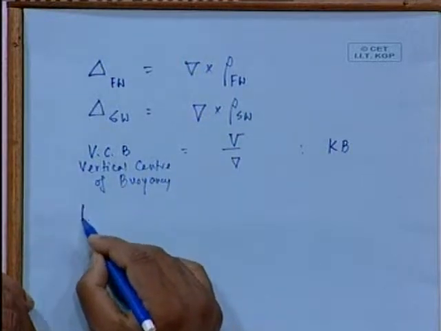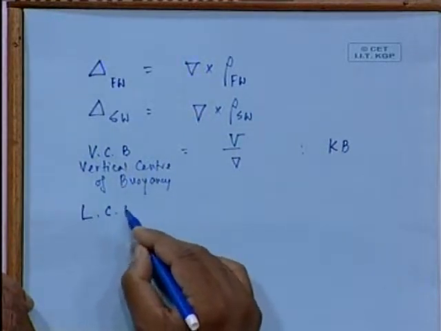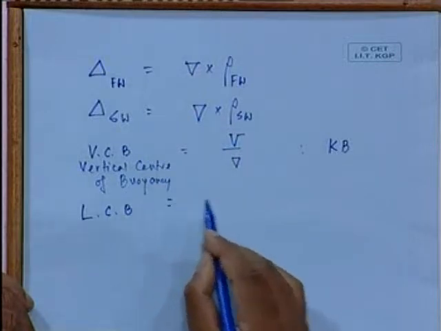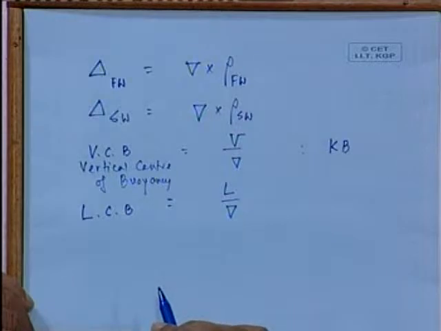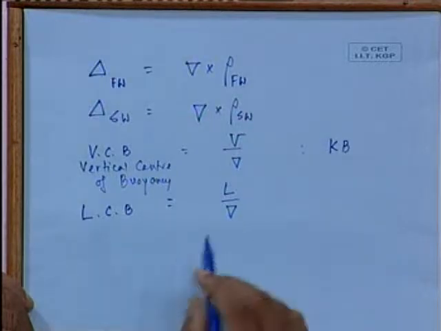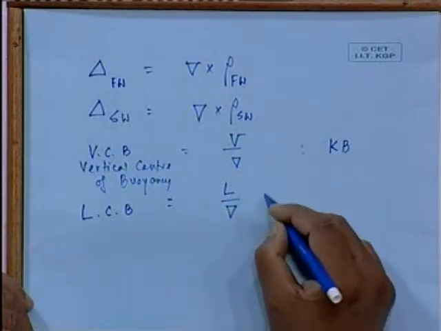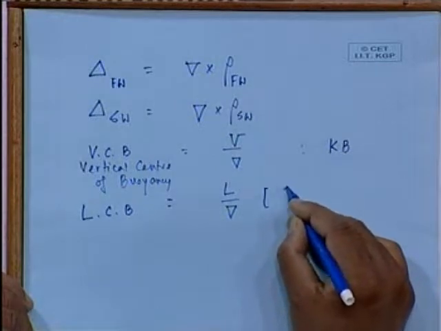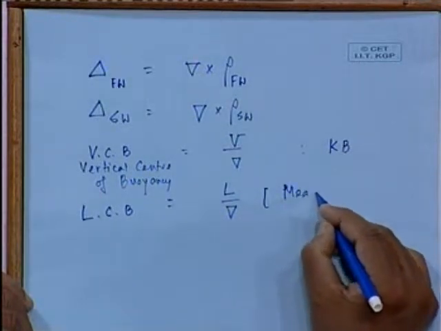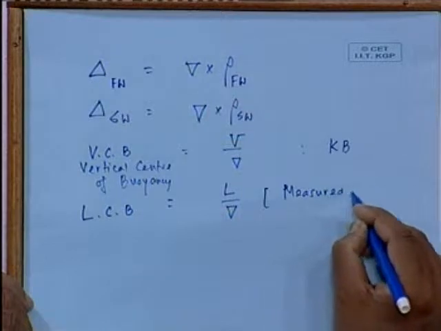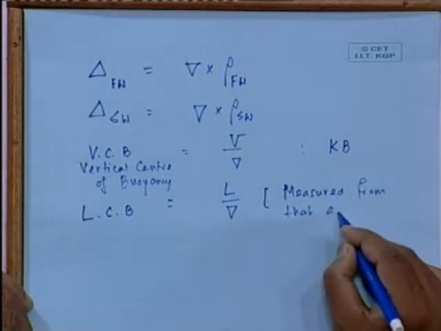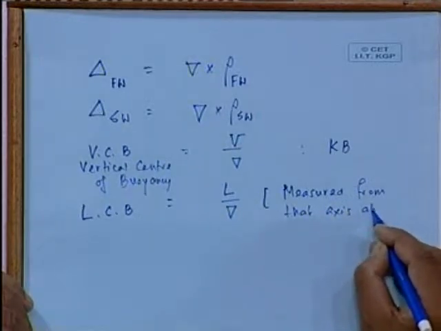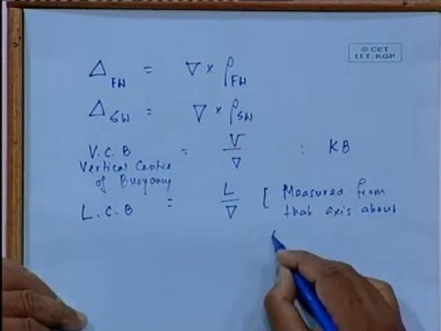Similarly, the longitudinal center of buoyancy, LCB, is given by L by V, longitudinal moment by volume. Of course, remember here, it is measured from that axis about which L was calculated. Remember, this is very important.